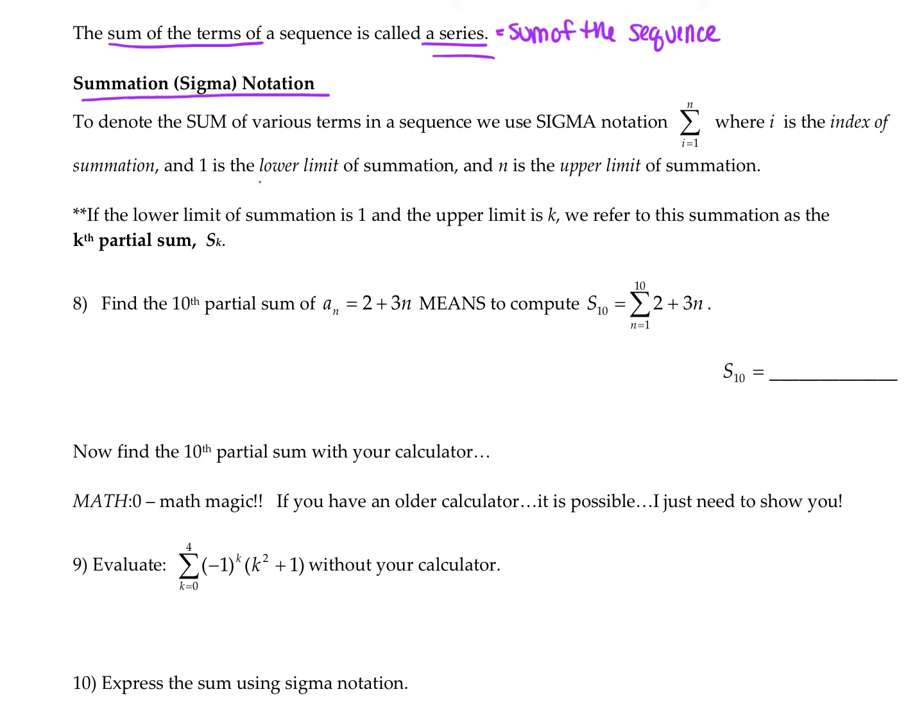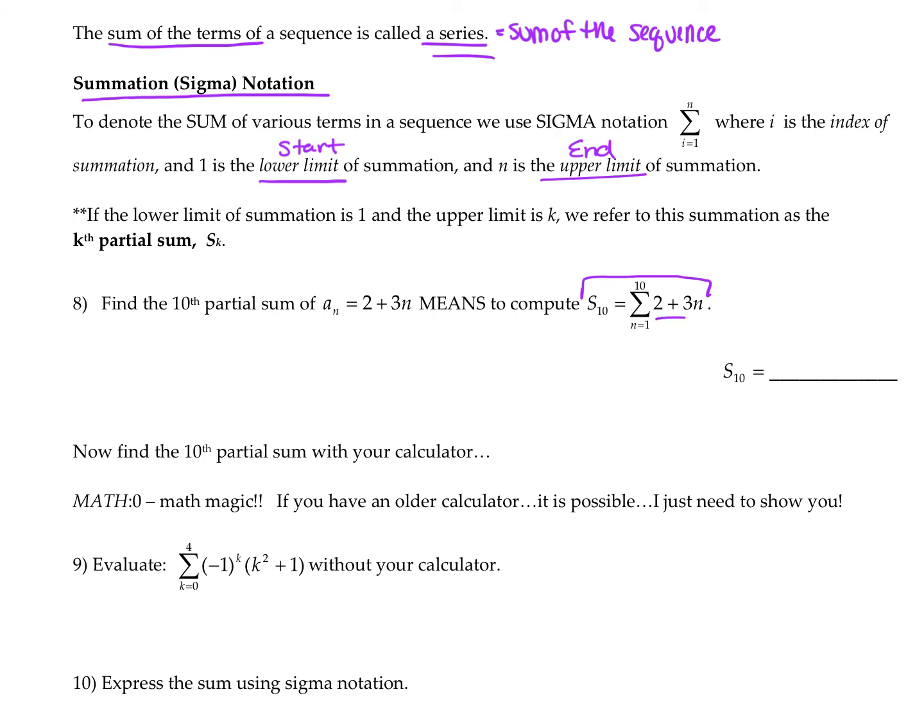So we have a lower limit, which is pretty much where we start. We have an upper limit, which is where we're going to end. So let's use a summation. It says in 8, find the 10th partial sum of a_n equals 2 plus 3n, and that would compute to the sum of 10 equals that summation notation.